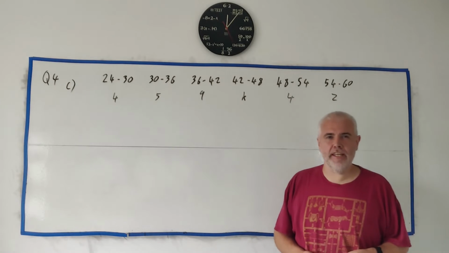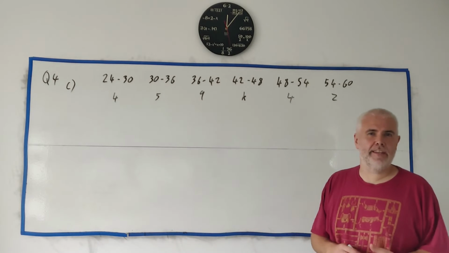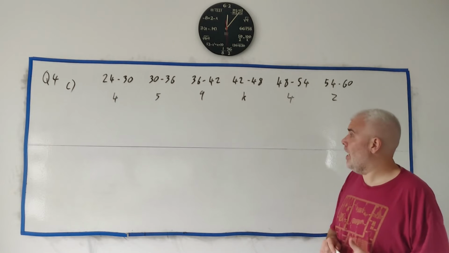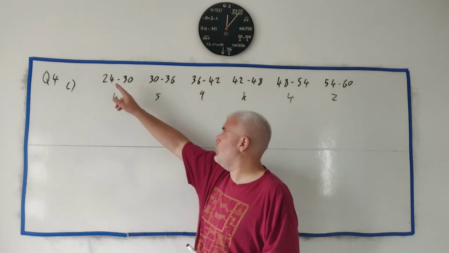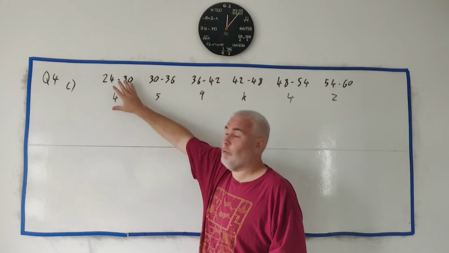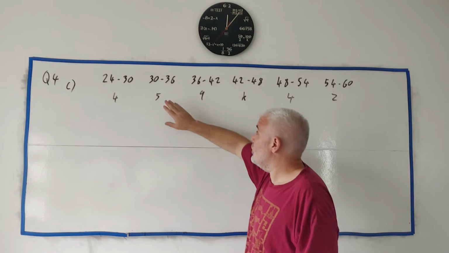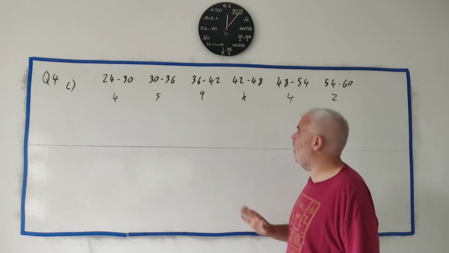Right, on to part C. In part C, they give us, I think it's another classroom of people and their ages. In this case, though, they've grouped people together. Everyone that's between 24 and 30, they put in this group. There's 4 of those people. There's 5 people in this group, and so on down.